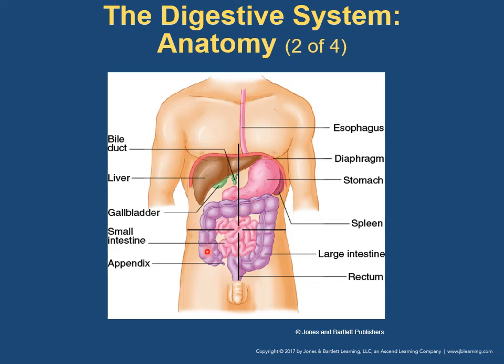The right lower quadrant contains 2 portions of the large intestine, which are the cecum and the ascending colon. So ascending means it's going up. So this is the ascending colon here. All right. The appendix is attached to the lower cecum, which is that little dangly thing right there.